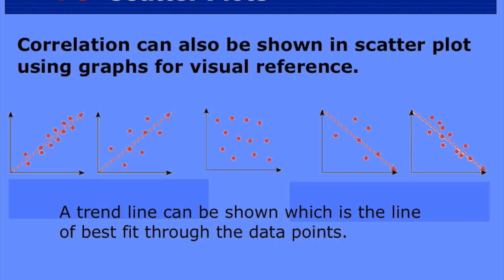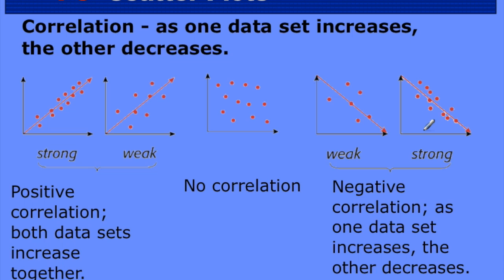So correlation can also be shown in a scatterplot using graphs for visual references. Here we have examples of 2 positive correlations. Here we have an example of no correlation, because there's no way that you could draw some kind of line of best fit. It could go up, it could go down, who knows? There's no correlation. Here we have a negative correlation because the lines are trending downward.